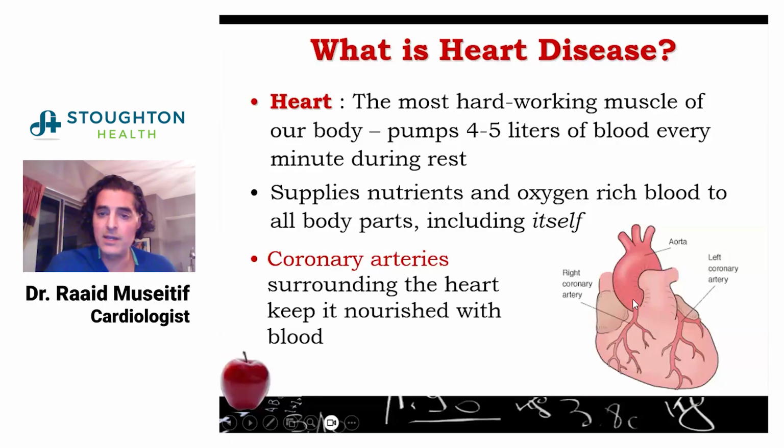The first pipes that come off the aorta are actually ones that feed the heart and supply oxygen and blood to the heart itself. And these are called coronary arteries. And if you look at the diagram here where my mouse is, these are coronary arteries. There's one on the right side, and then there's two on the left.